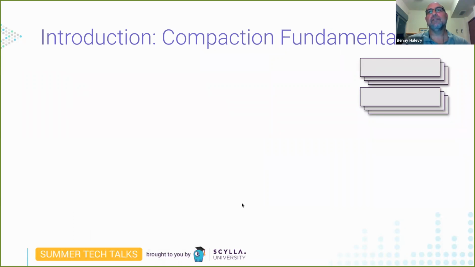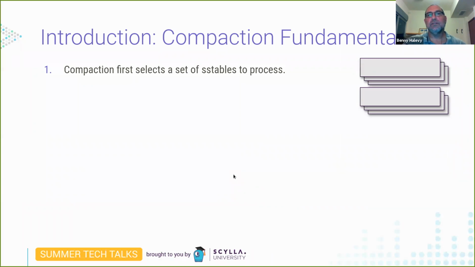Let's describe the fundamentals of compaction and note the diagram on the upper right-hand side. So the first thing that compaction does is to select a set of SSTables to process. This selection algorithm is based on the compaction strategy. So different strategies may select different sets of SSTables to process at any given time.